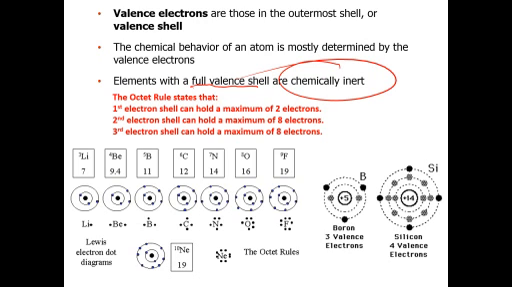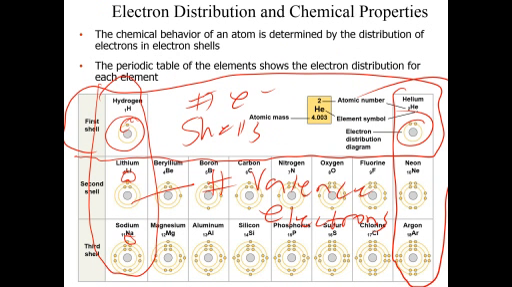Looking at the first shell, it can hold a maximum of 2 electrons. The second shell, 8. Third shell, 8. So this is what we'll be dealing with a majority of the time, 2 to 3 to 4 shells max. Here, these are inert. They're chemically unreactive because they have a full valence shell.